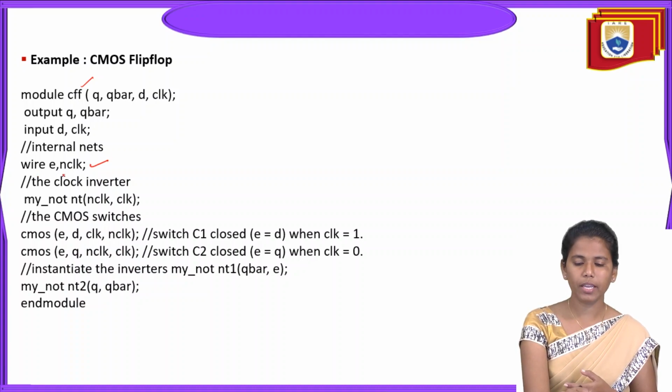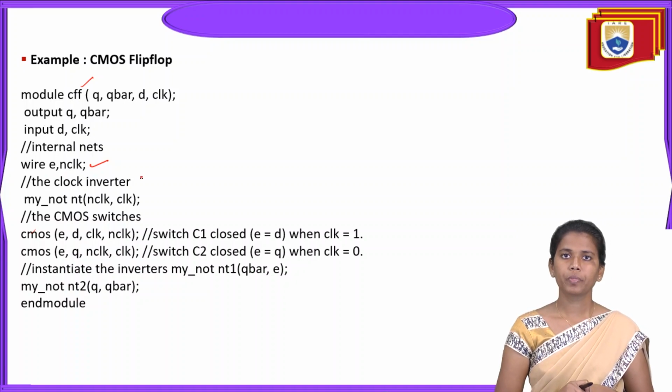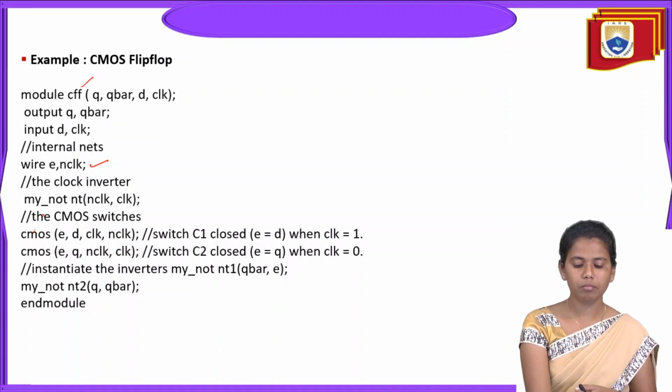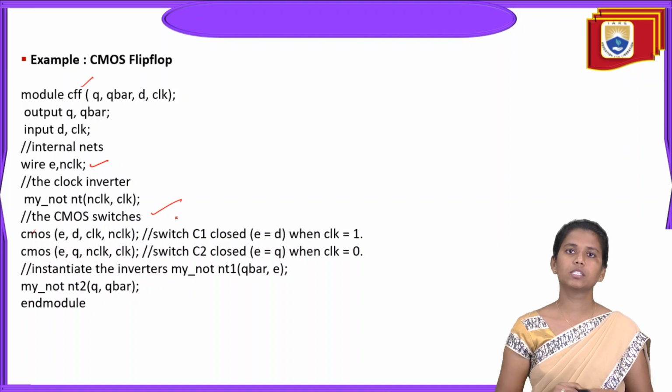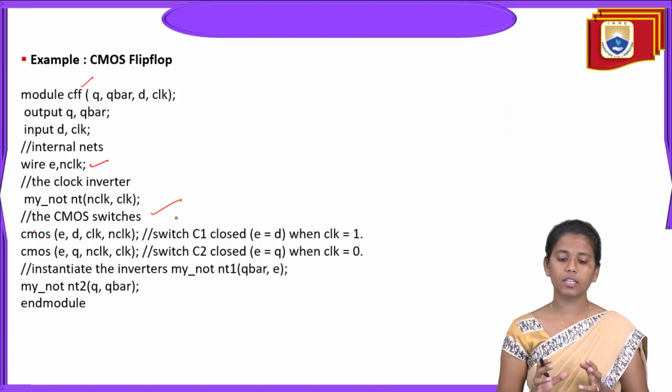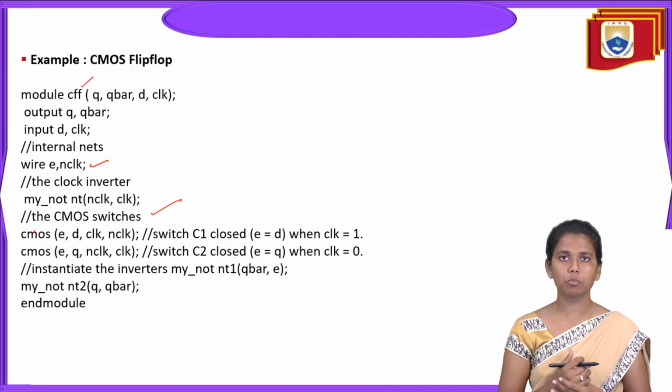So internal nets via E and N clock, and then the clock inverter. So here we have the clock inverter by considering the clock and N clock. Okay, clock and N clock, and now goes with the switches. So we have constructed this flip-flop by using the CMOS switches.